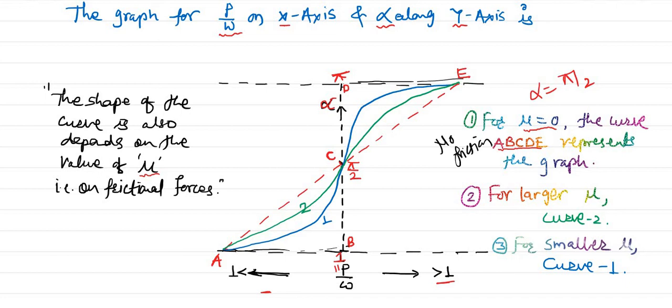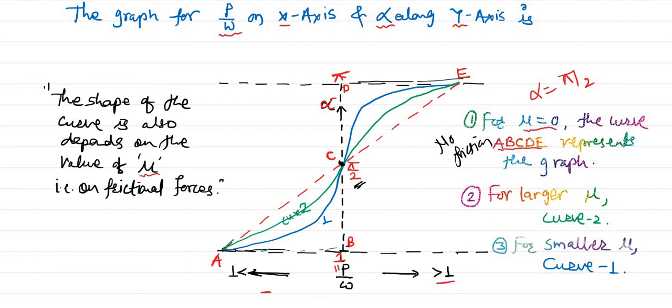So here at this point the value of alpha is pi by 2, at point D the value of alpha is pi, and for the larger value of mu, now let us consider the frictional force is slowly increasing, then how is the curve taken? So this curve too, here it is shown by green color. It was already a straight line, but here as we are moving towards greater and greater mu values, this will be the curve 2, which is shown by green color.